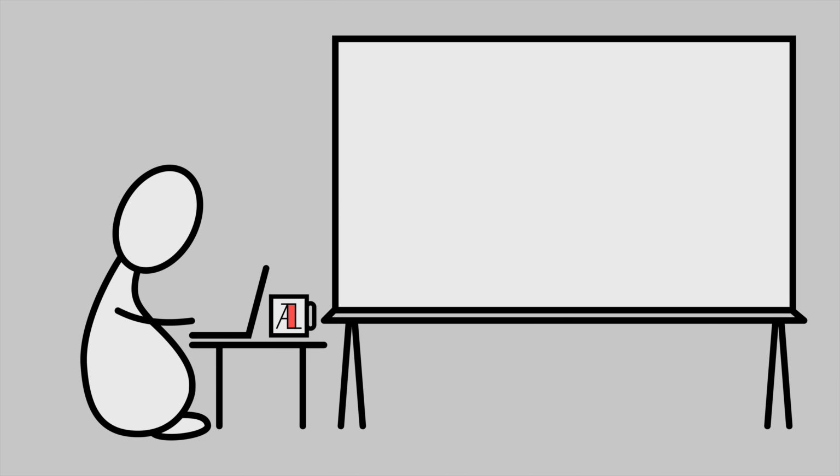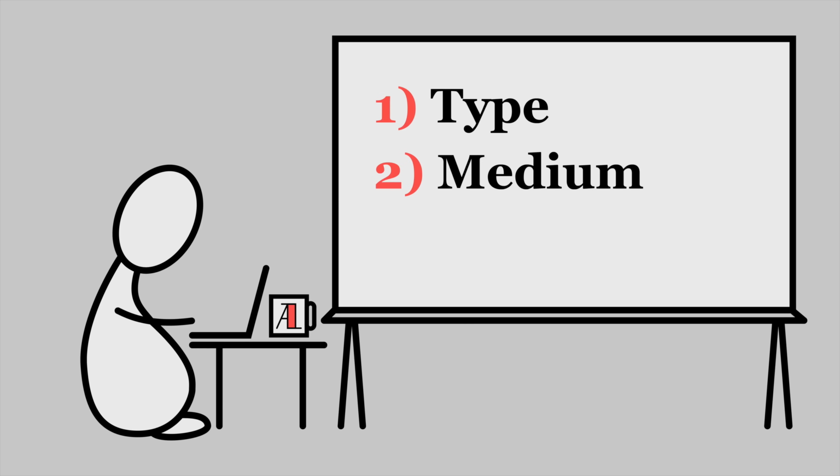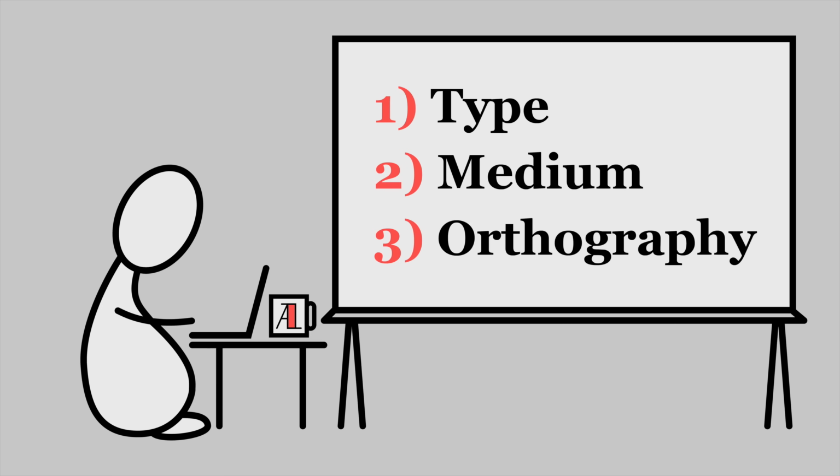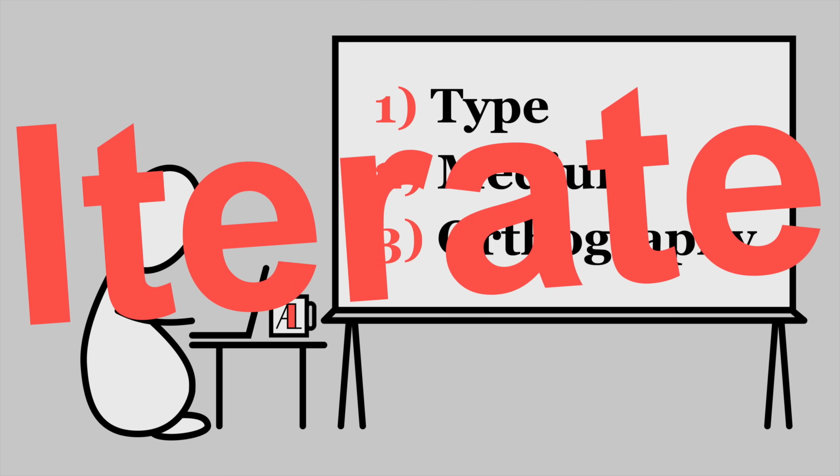Anyways, there you have it, how to come up with a writing system done. Pick a type of script, pick a medium, set some rules, then go forth and iterate until you can iterate no more.